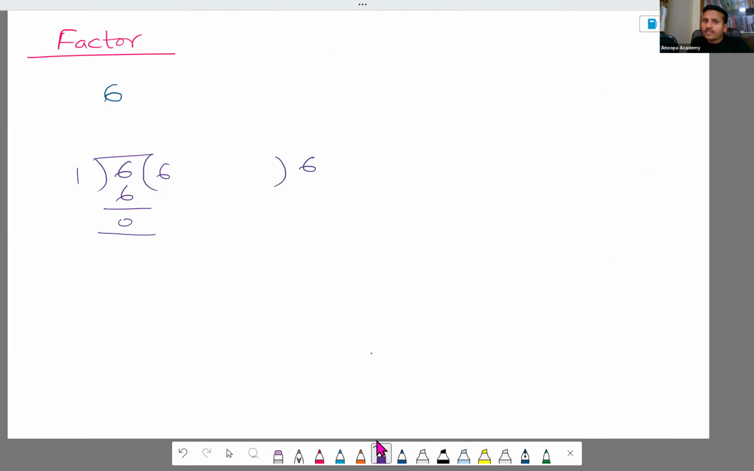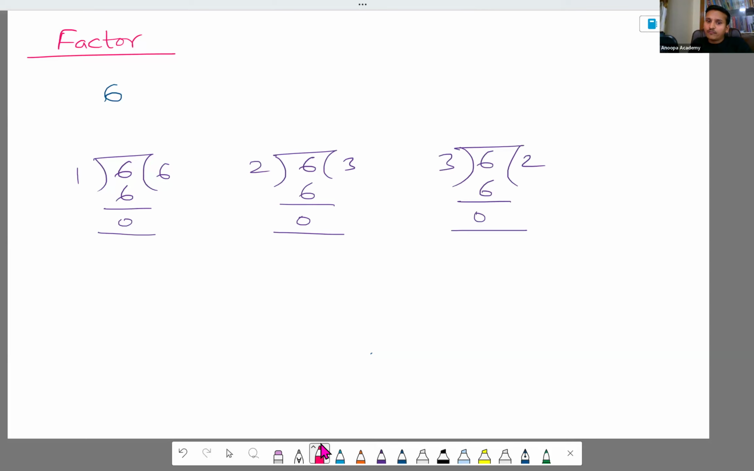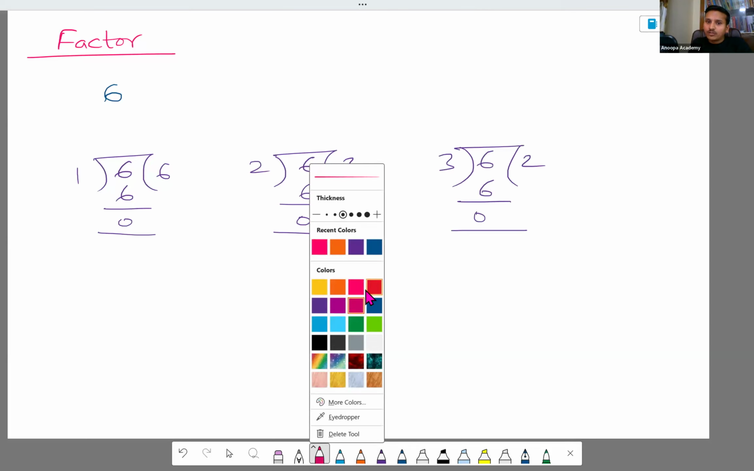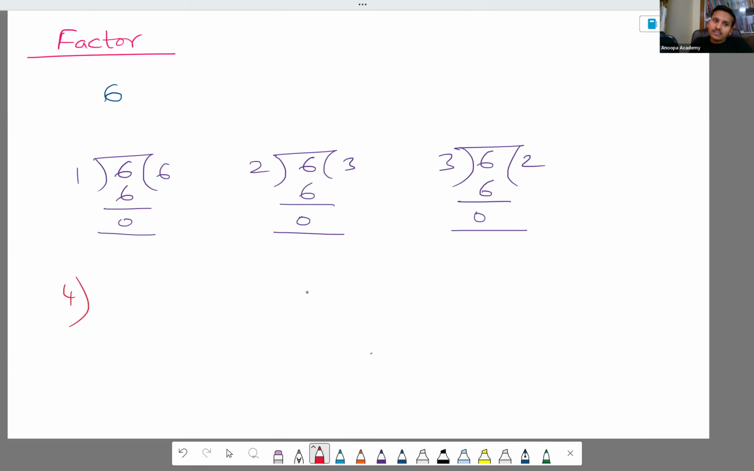6, I can also divide by 2. 2 3s are 6. 6, I can also divide by 3. 3 2s are 6. Now, with 4, you cannot divide. See, with 4, no, you cannot divide. Look here. If you try, 4 ones are 4, remainder is 2. With 4, you cannot divide 6.